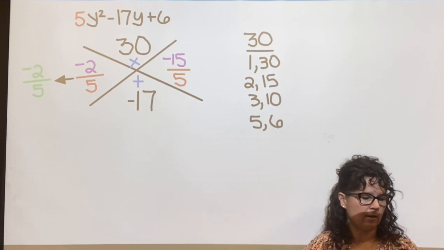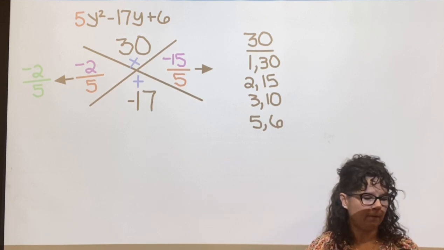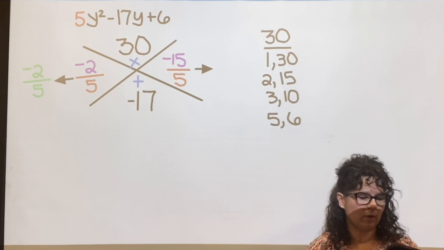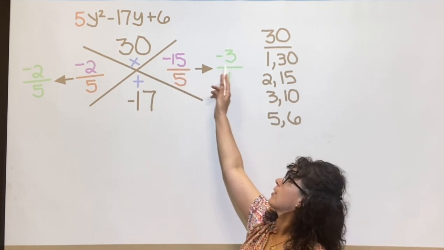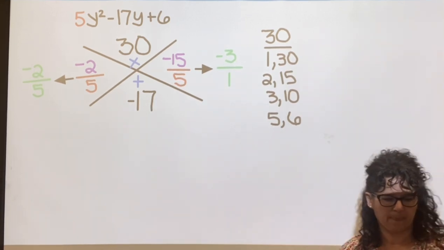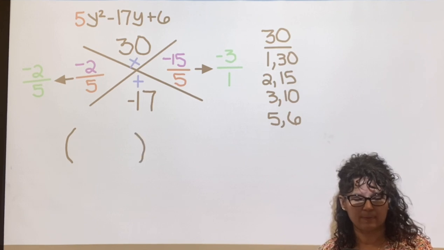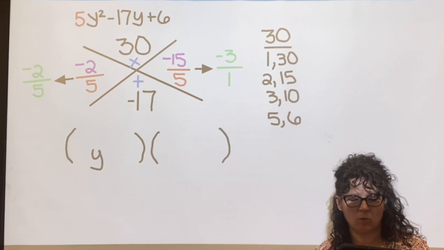And then let's simplify negative 15 over 5. 5 fits into both of those numbers. So this is going to be negative 3 over 1. Okay, 5 fits in there and 5 fits in there. Now we have everything we need to factor. I'm going to put my sets of parentheses, but this time the variable is y.